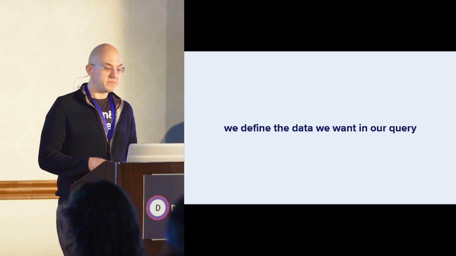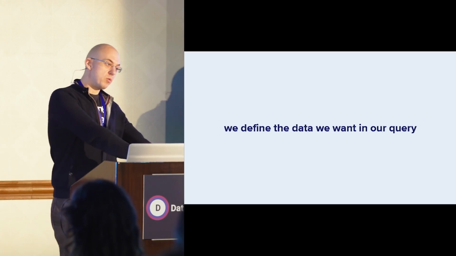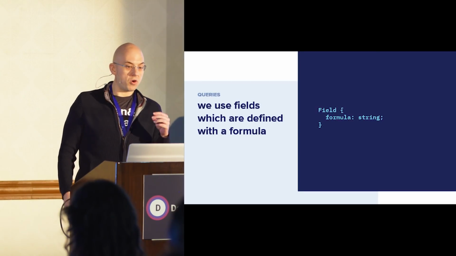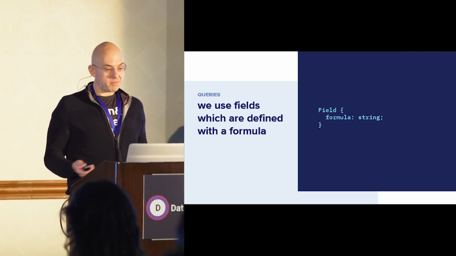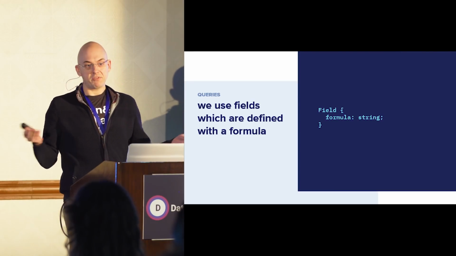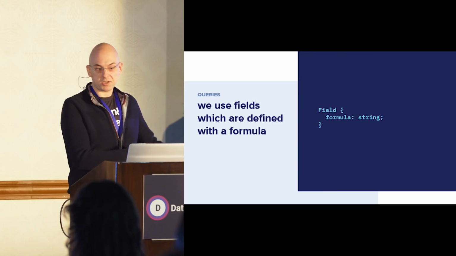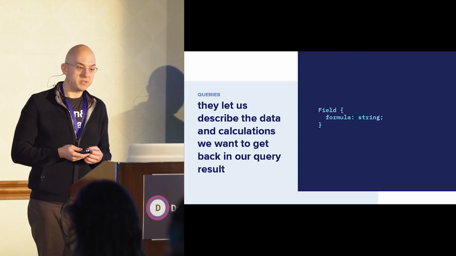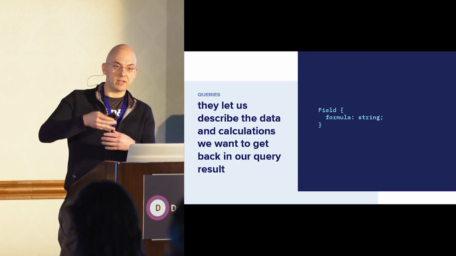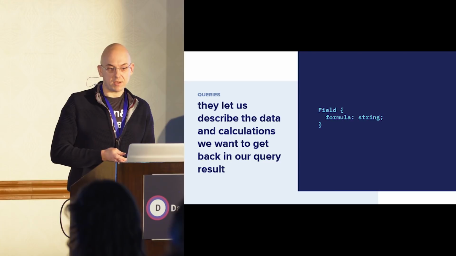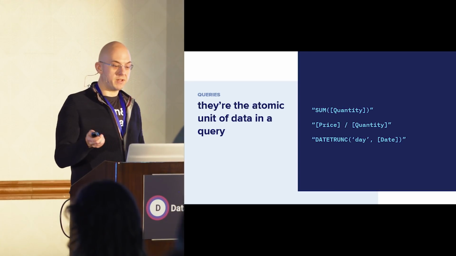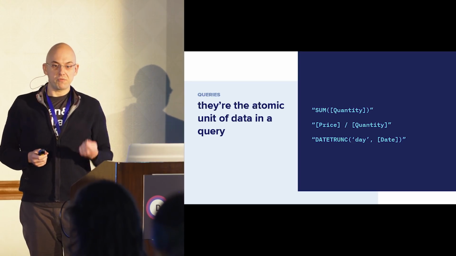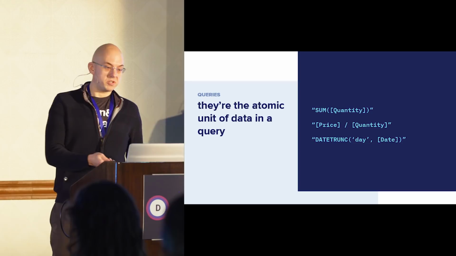So how do they work? There are two parts. There's a part where you define the data you want to see, and then the part where you map that data into the shape of the visualization that you need. So we'll talk about the data portion first. The atomic unit of data in a query is called a field. A field is simply a formula. It looks just like the ones we just saw in the previous section. They let us describe the data and calculations that we want to get back in our query results. This code on the right is just a pseudocode structure of what these objects look like. Like I said, they're the atomic unit of data. These are some examples again. They define individual fields that you might use in different parts of your visualization.